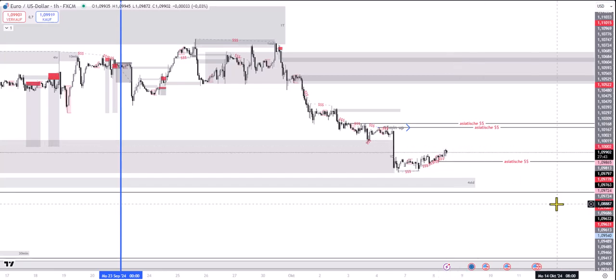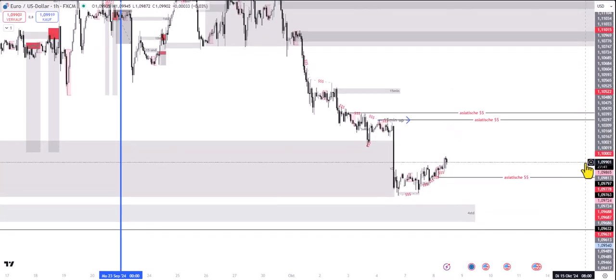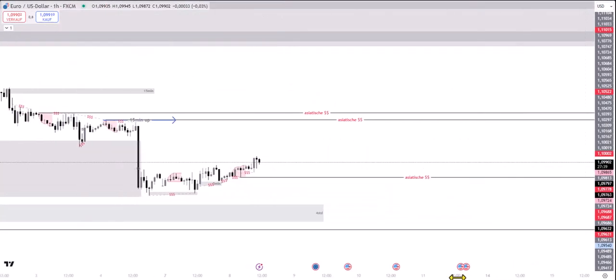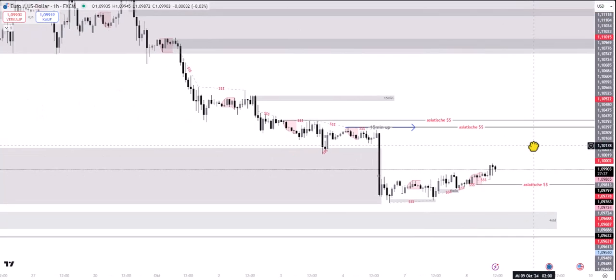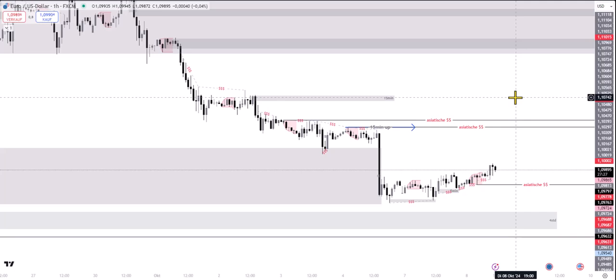Here I'm expecting price to move upward simply because we have a lot of liquidity here. This is liquidity, liquidity, liquidity. So we're expecting price to move upwards to take out this liquidity. It might take out all, it might take some. But based on the amount of liquidity which is here, we're expecting price to move upward.